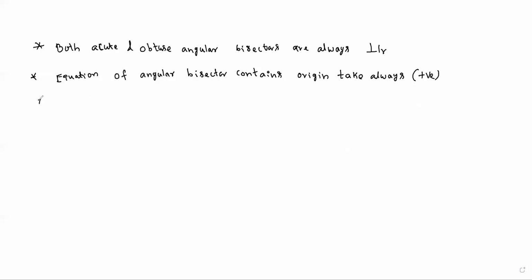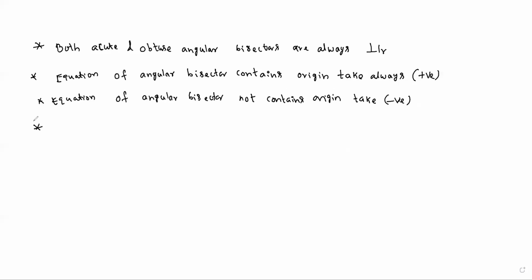If the same thing, the equation of the angular bisector, does not contain the origin, take the negative symbol. Okay. Next, one more.